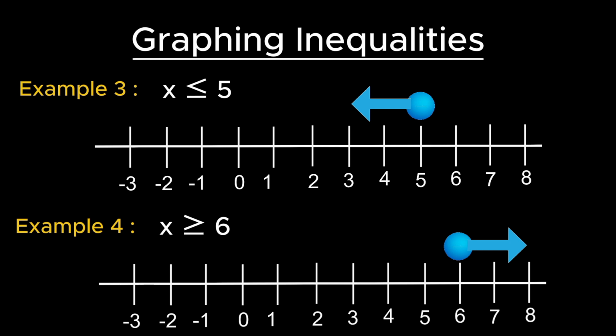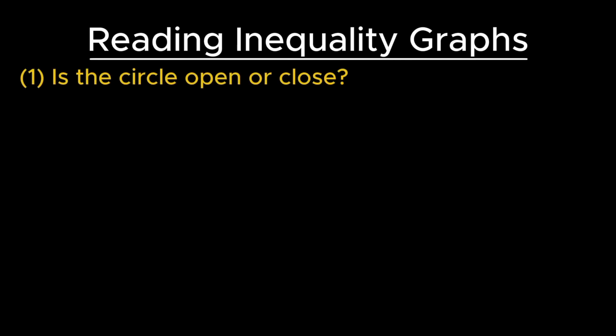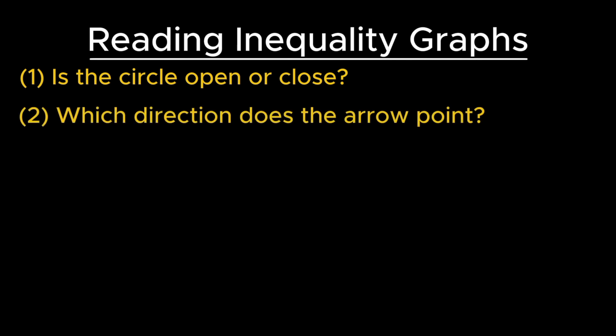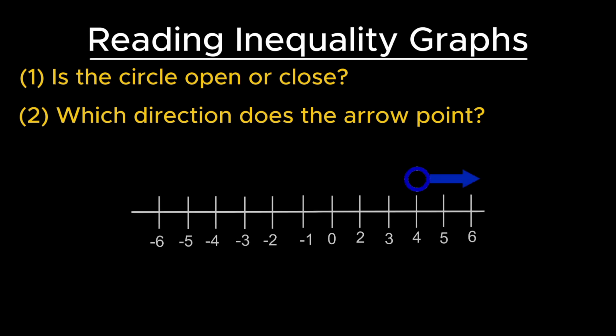Now that you know how to represent inequalities, let's learn how to read them from a graph. To read any graph, ask yourself these two questions. First, is the circle open or closed? Second, which direction does the arrow point? Let's take a few examples.